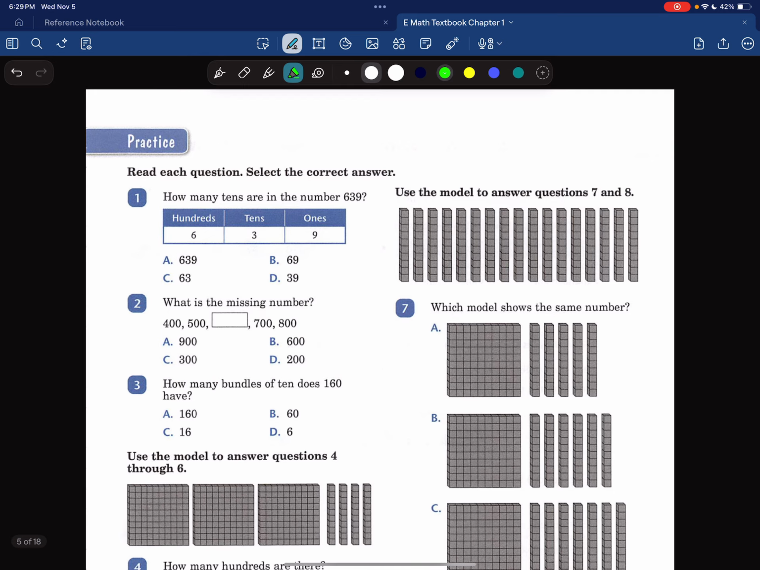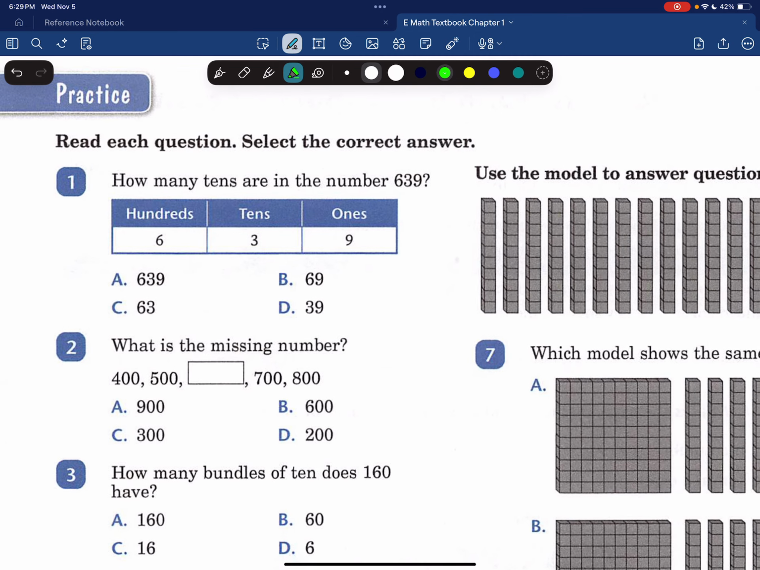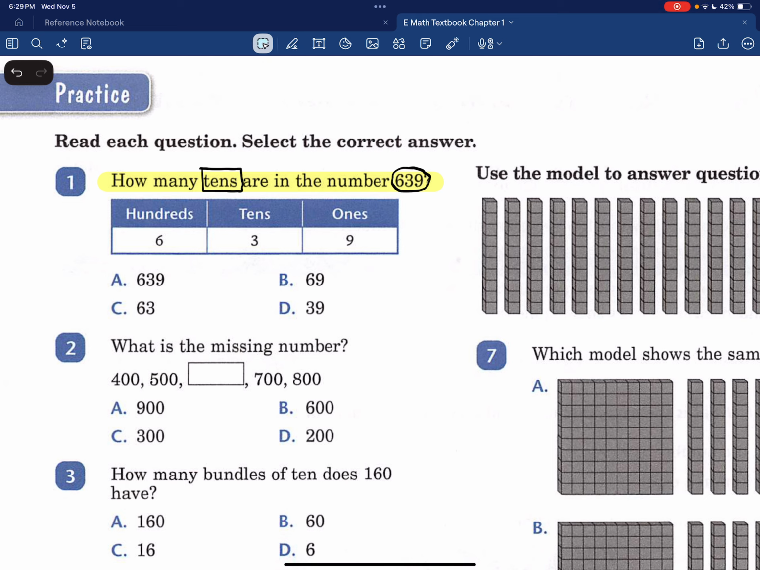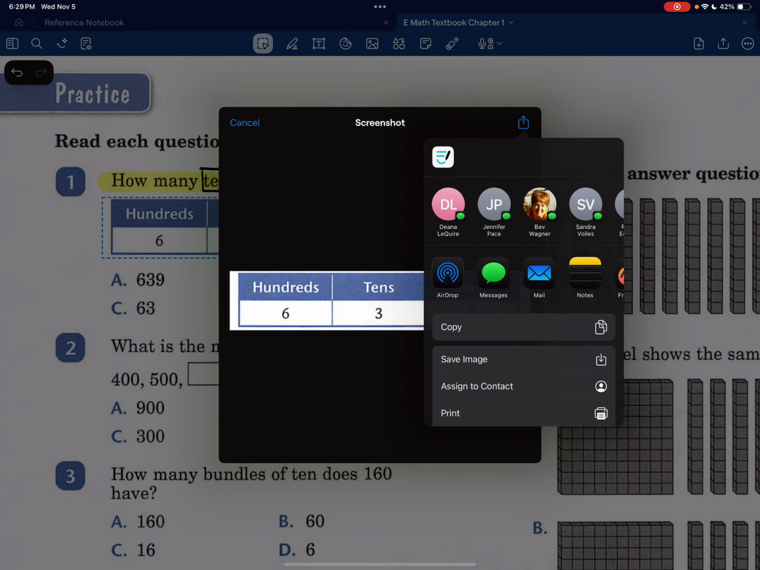Moving on to page 5. Number 1. How many tens are in the number 639? So here's my key word. There's my key number. And they've gone ahead and drawn the place value chart for me. And that gives us the answer. Actually, I'm going to do this. Bear with me a second. Their chart is a lot prettier than mine. So I'm going to try to take a screenshot of that.